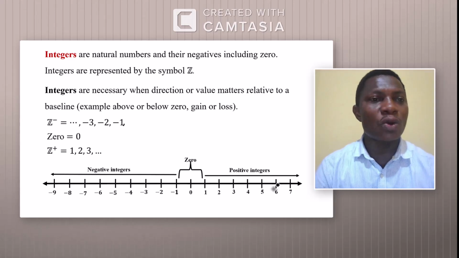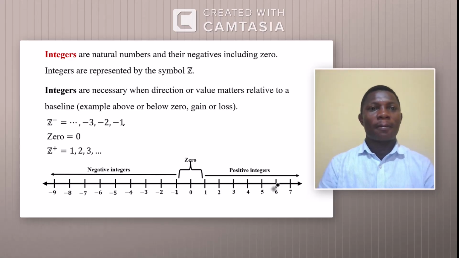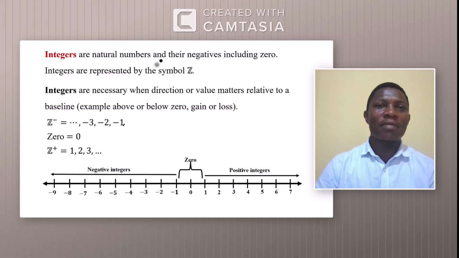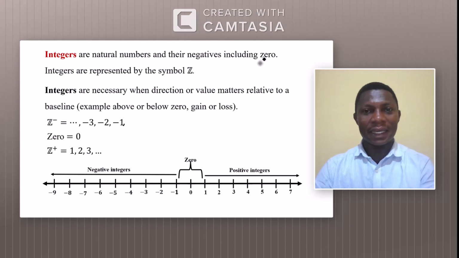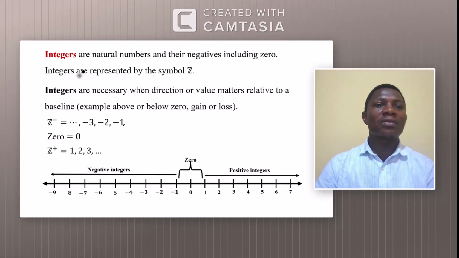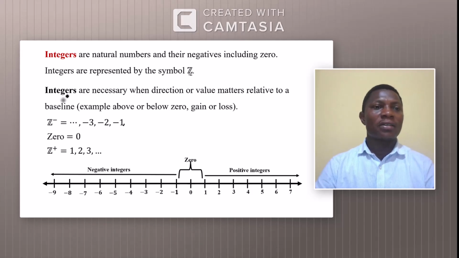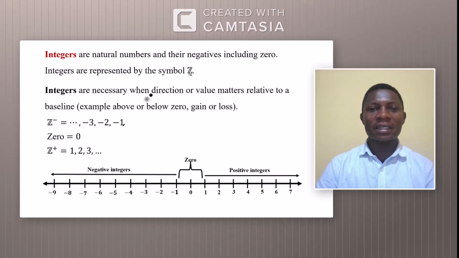Now let's look at the last key concept of the real number system, which is integers. We define integers as natural numbers and their negatives, including 0. So we have combined two things here: natural numbers and their negatives, and including 0. Integers are represented by the symbol Z. Integers are necessary when direction or value matters relative to a baseline.